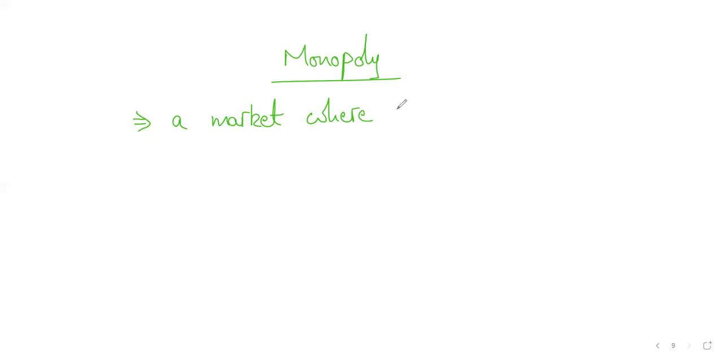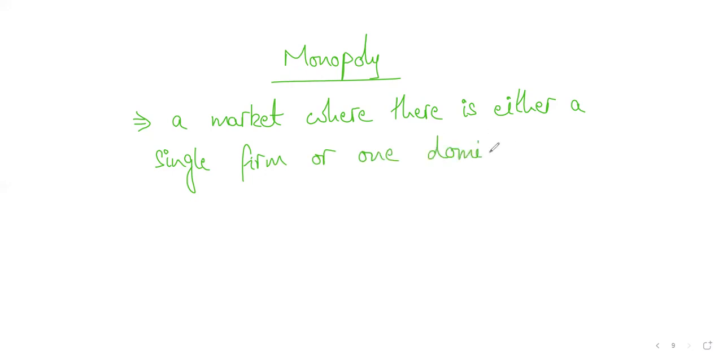A market where there is either a single firm, or one dominant firm with a very high market share. That is how we define monopoly. Okay, now this being said, we already know what a monopoly is.